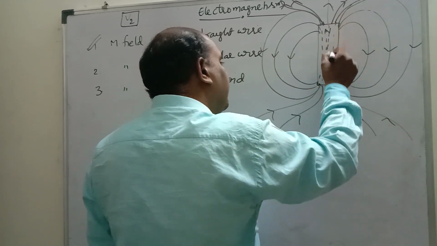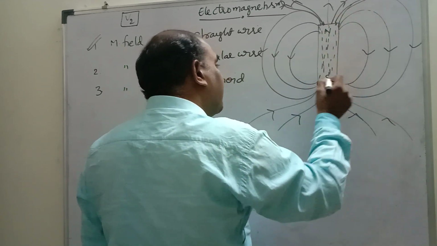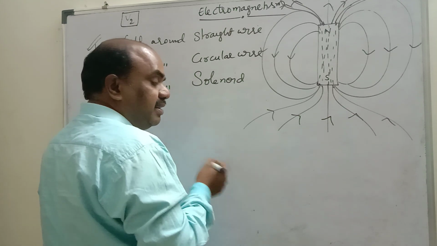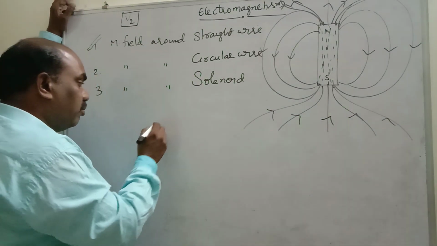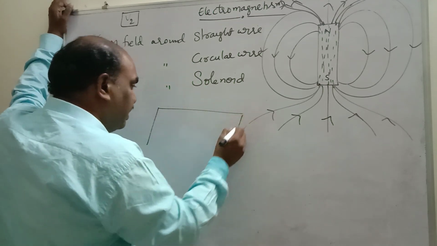Sir, how can you prove it? We cannot see inside the bar magnet. No, it is a solid. How can you say that magnetic fields are closed lines? So we are doing one small experiment.